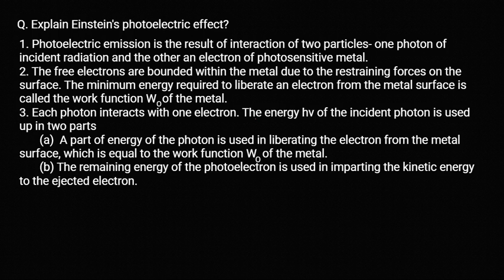The energy h nu of the incident photon is used up in two parts. The first part of the energy is used in liberating electrons from the metal surface, which is equal to the work function of the metal. The remaining part of the energy is used in imparting kinetic energy to the ejected electron.